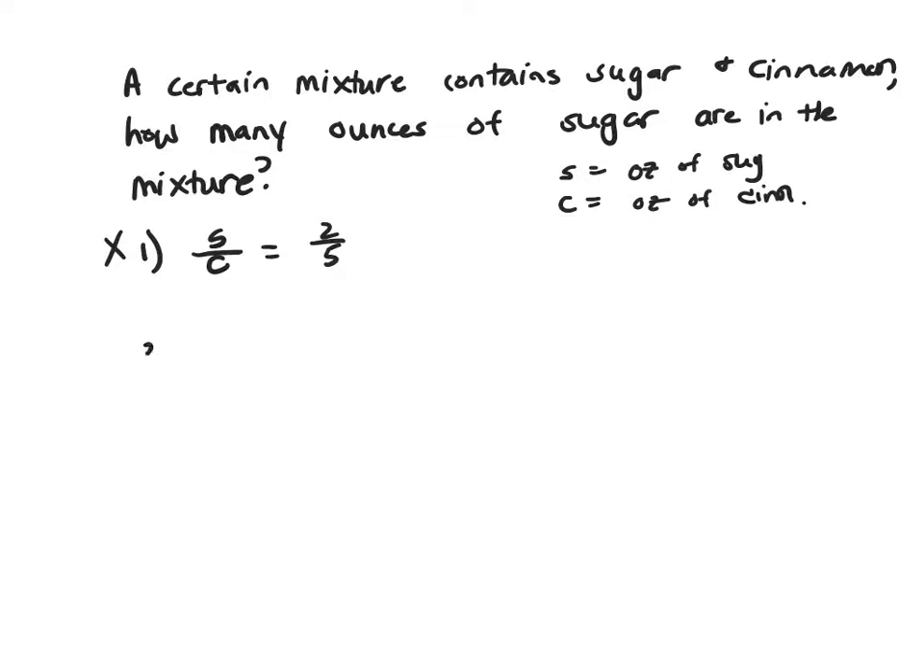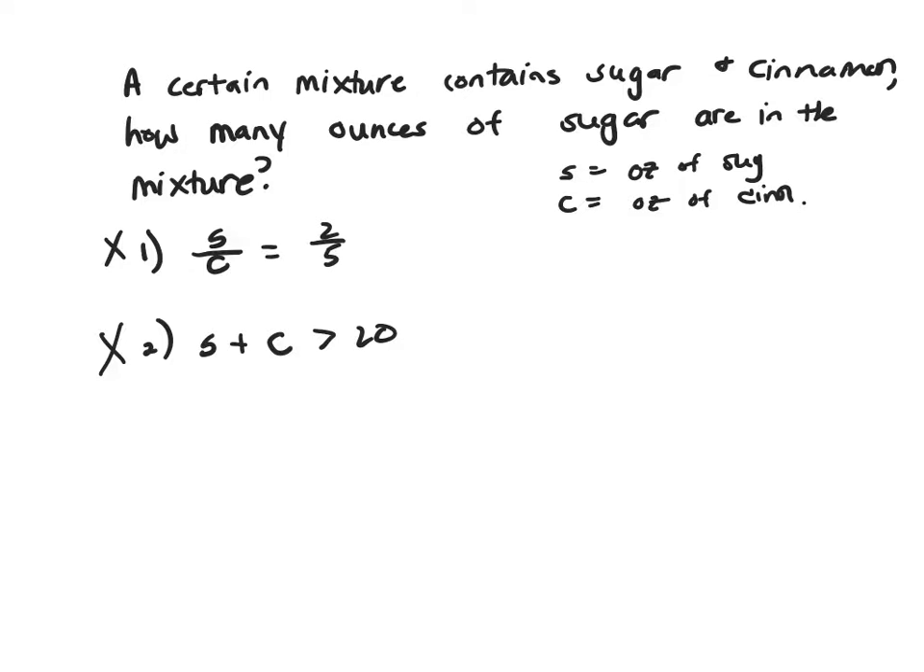What is clue 2? The mixture weighs more than 20 ounces. Well, your mixture is made up of ounces of sugar plus ounces of cinnamon, and that's more than 20. Does that allow me to figure out how many ounces of sugar there are? No. So, clue 2 does not work independently.